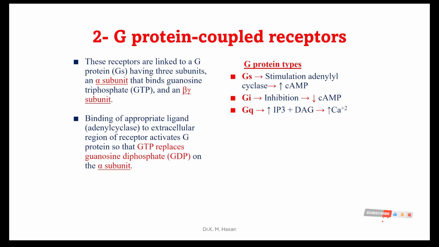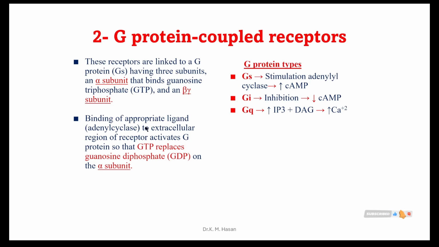Okay, the second family of receptor, we have G protein coupled receptor. As you can see here, this receptor is linked to the G protein, and the G protein has three subunits. Alpha subunit binds to guanosine triphosphate. Then we have beta and gamma subunit. So we are talking here about the G protein coupled to the receptor. The G protein consists of three subunits: alpha subunit binds to guanosine triphosphate, then we have beta and gamma subunit.